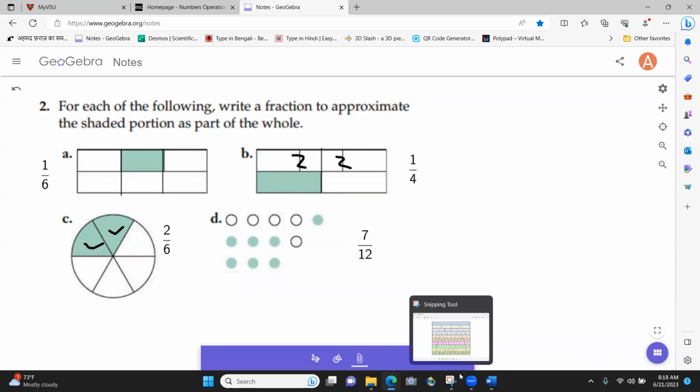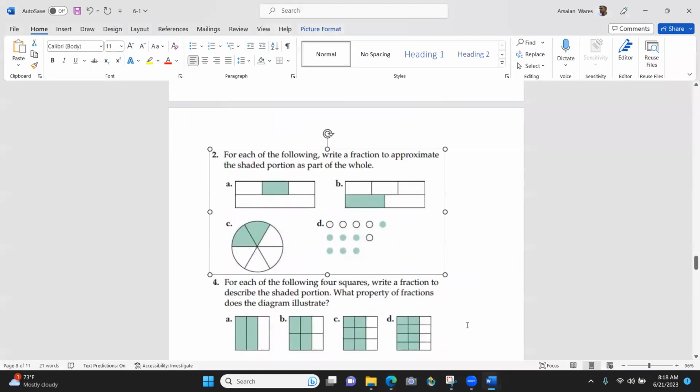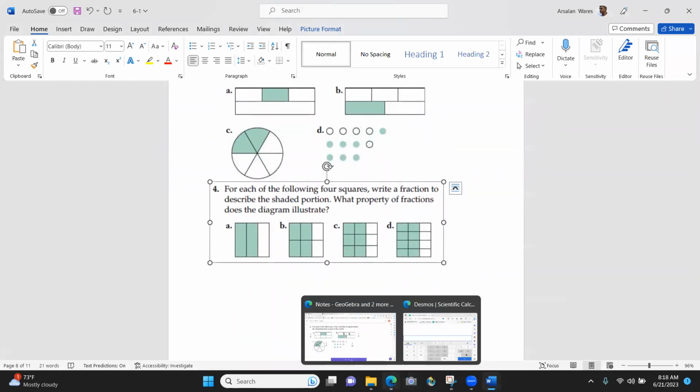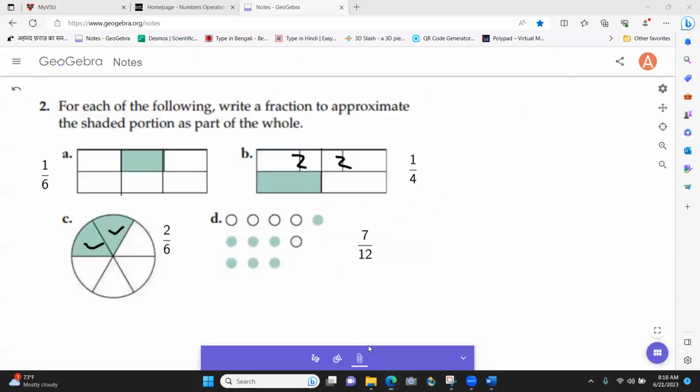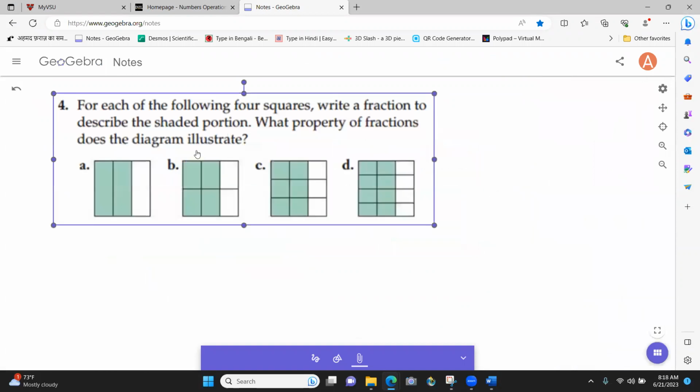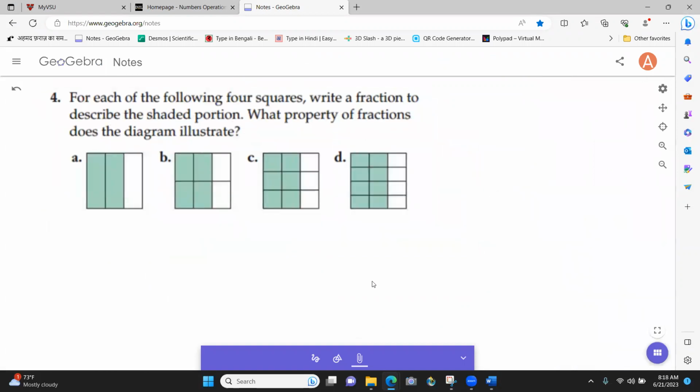Okay? Not really that difficult, I think. I'll let you be the judge. This is something we've already discussed, but it's worth repeating. So what they're trying to say is, for each of the following 4 squares, write a fraction to describe the shaded portion. What property of fractions does the diagram illustrate?